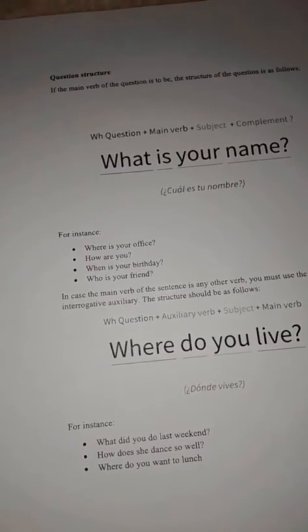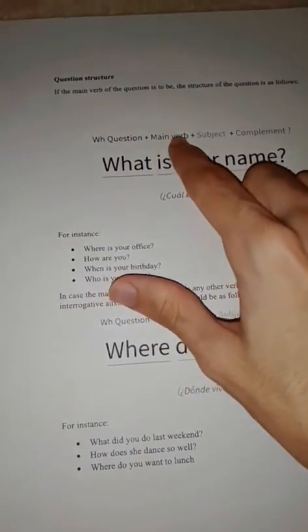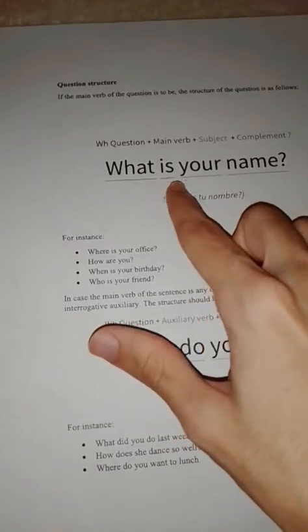Question structure. If the main verb of the question is to be, the structure of the question is as follows. WH question, main verb, subject, complement. What is your name? For instance, where is your office? How are you? When is your birthday? Who is your friend?